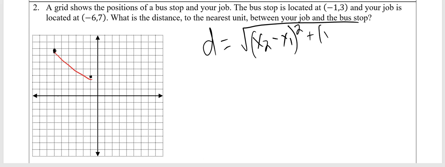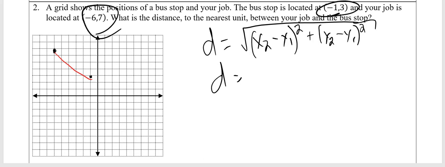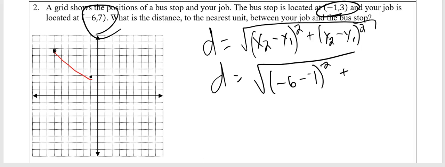If you know anything, it's actually a method of using the Pythagorean theorem: a squared plus b squared equals c squared, and then you just square root it. So if we're going to write this out, my 2 points are right here and right here. -6 minus -1 squared plus 7 minus 3 squared.